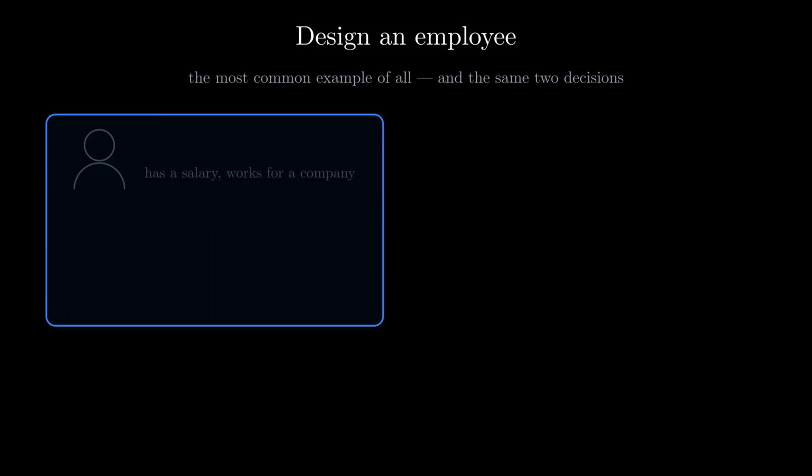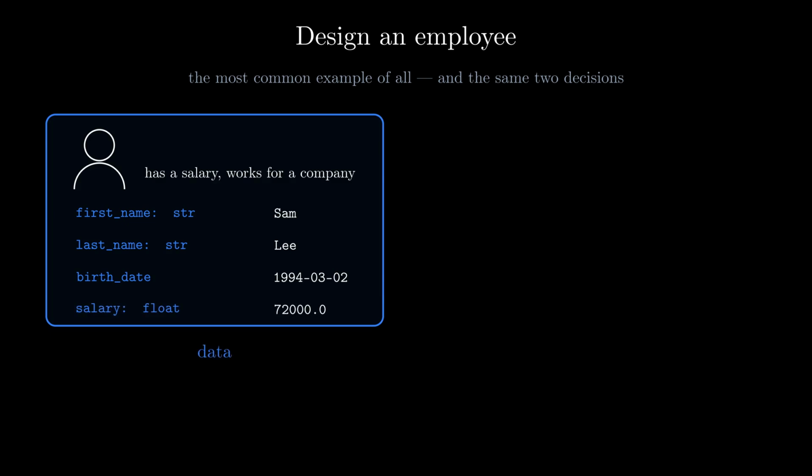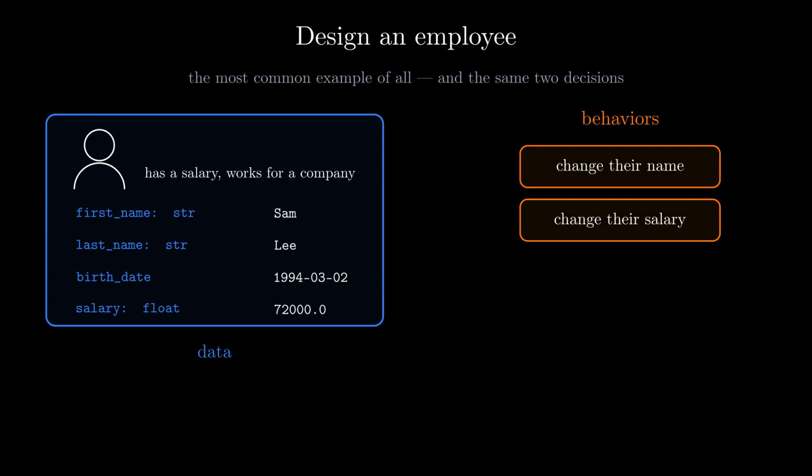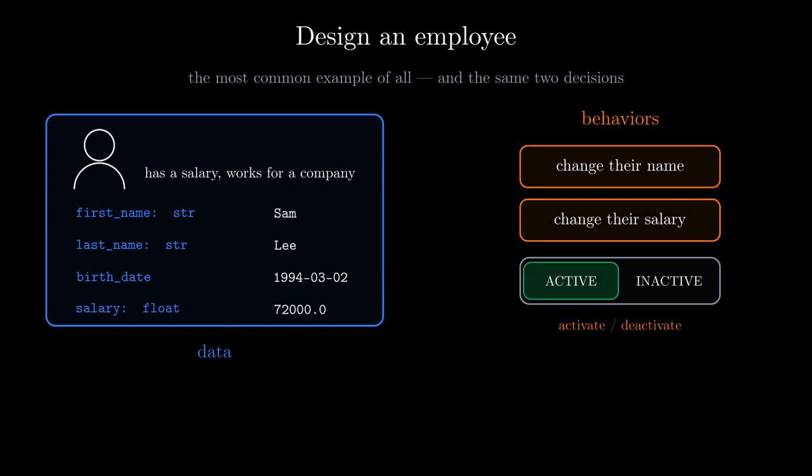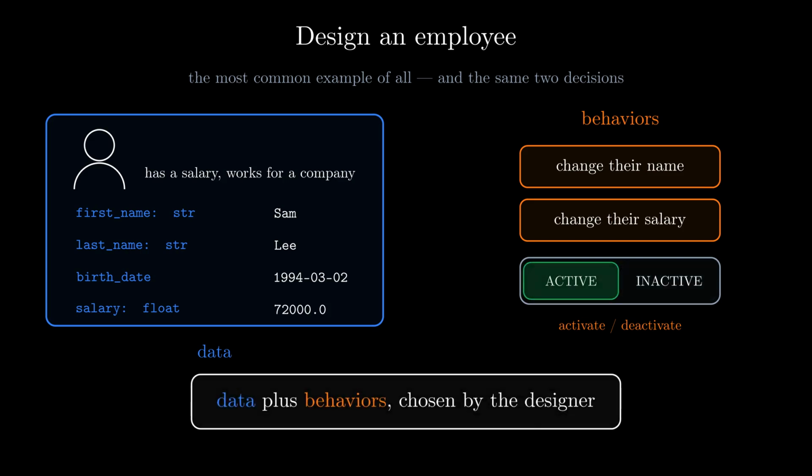An employee is one of the most common examples. It gets implemented in a lot of programming languages. An employee is a person who has a salary and works for some company. One representation, a string for the first name, a string for the last name, a birth date, and the salary as a float. And the behaviors change their name, change their salary, and activate or deactivate them as a current employee. Data plus behaviors, chosen by the designer, the same pattern again.